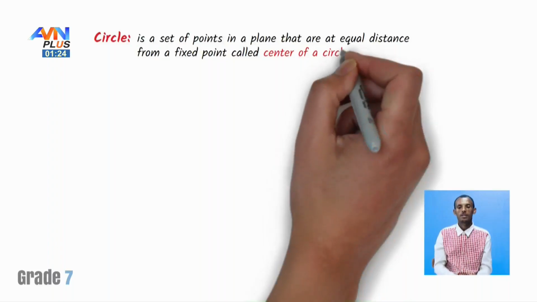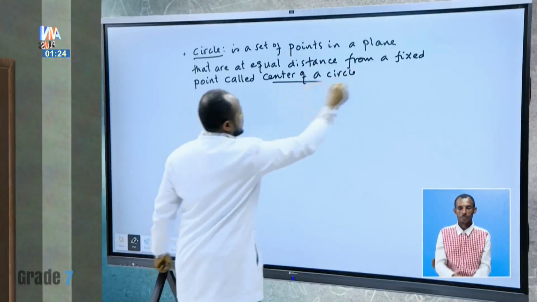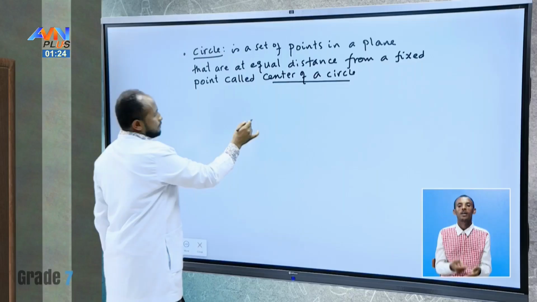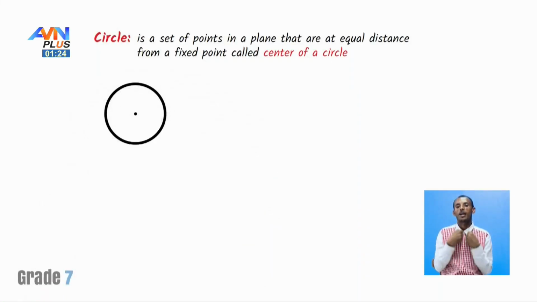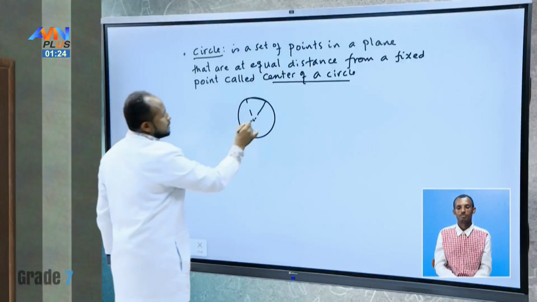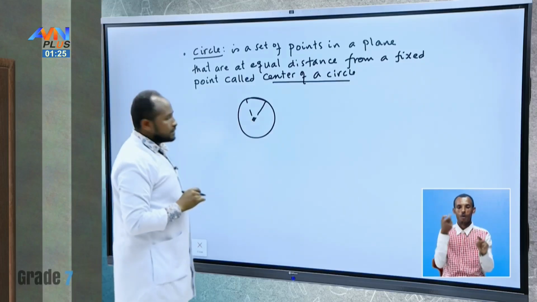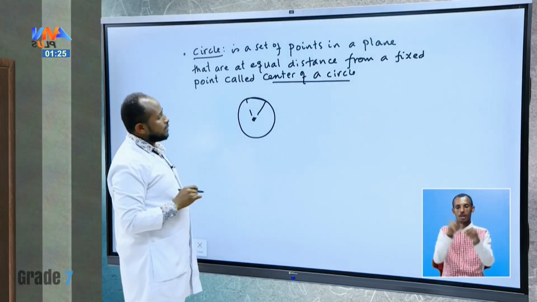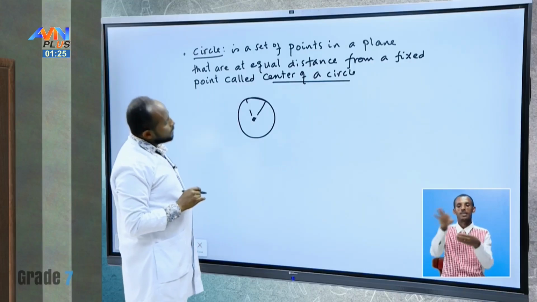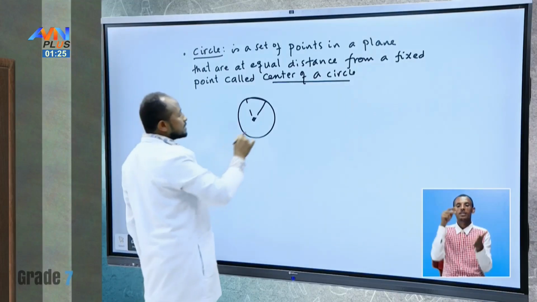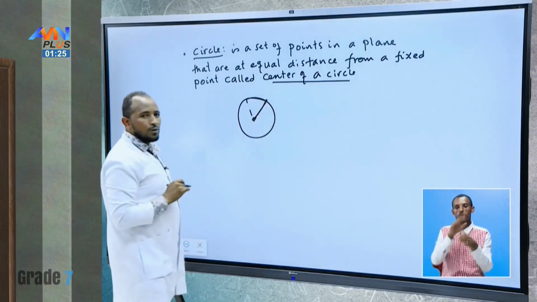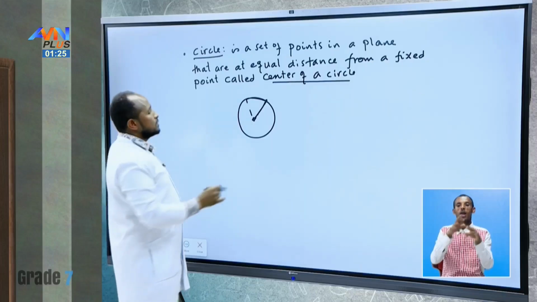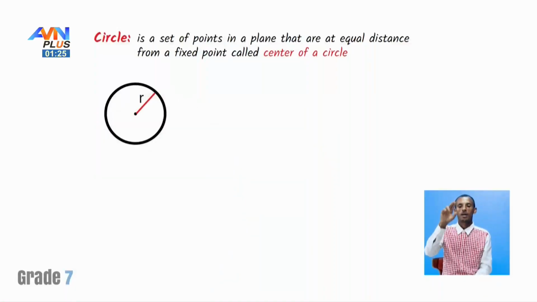A circle. So here, if you have this fixed point, set of points at equal distance from such a fixed point, you will have such a circle. So the set of points at equal distance from a fixed point is called a circle. So here, the fixed distance from the center to any point on a circle is called radius of a circle. So here, this distance, we call it radius.